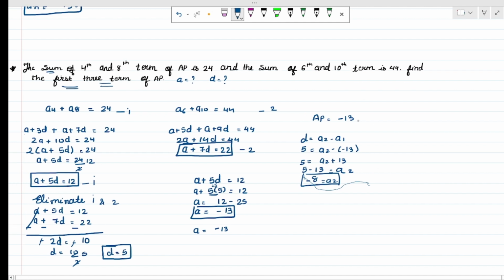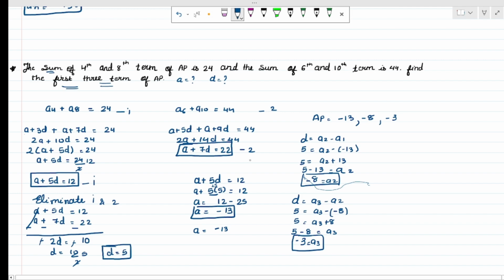So right over here, A2 is equal to minus 8. And the third term you can find again by the same pattern, A3 minus A2. Instead of D, you will write 5. Instead of A3, you don't know, so write A3. Instead of A2, you can write minus 8. So 5 equals A3 plus 8. This plus 8 goes over there. That means 5 minus 8, you will get minus 3. So your third term becomes minus 3.